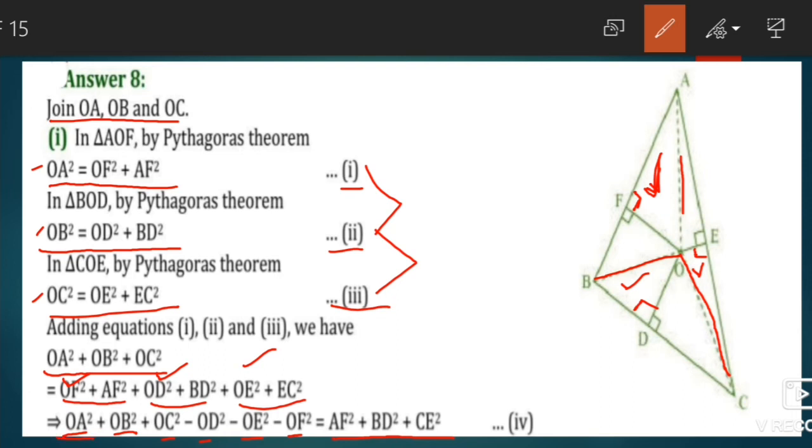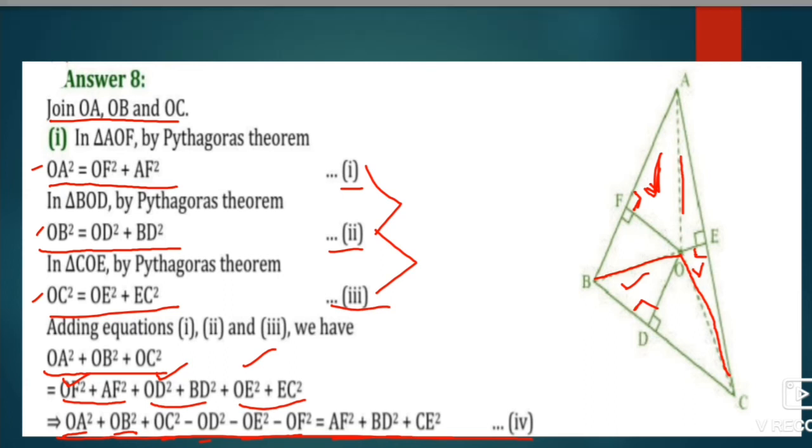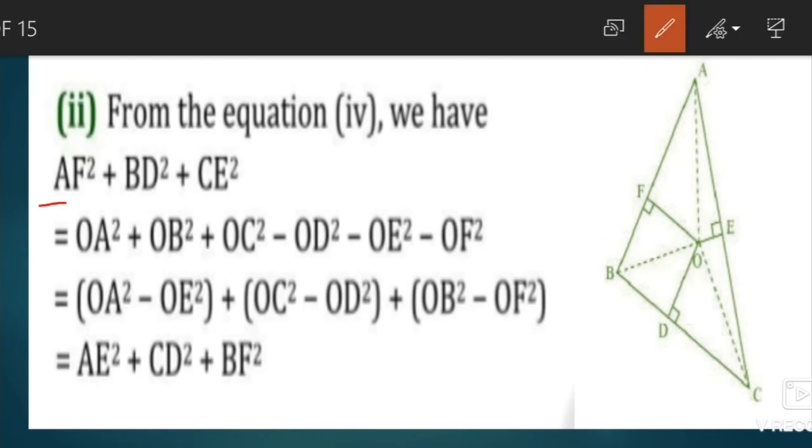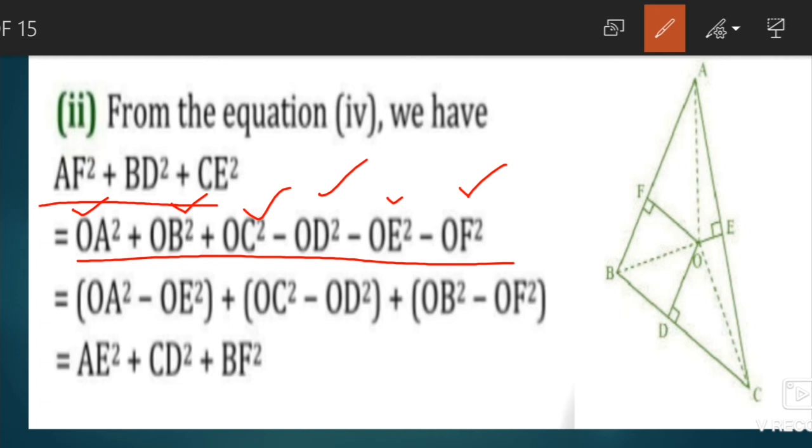Okay, here this is the equation number 4. AF square plus BD square plus CE square is equal to the sum of these 6 expressions, or 6 terms. So now I will write this line again in the next slide. So from equation number 4 I am getting AF square plus BD square plus CE square is equal to the whole 6 terms. Now take this OA square with OE square, OB square with OF square and OC square with OD square.